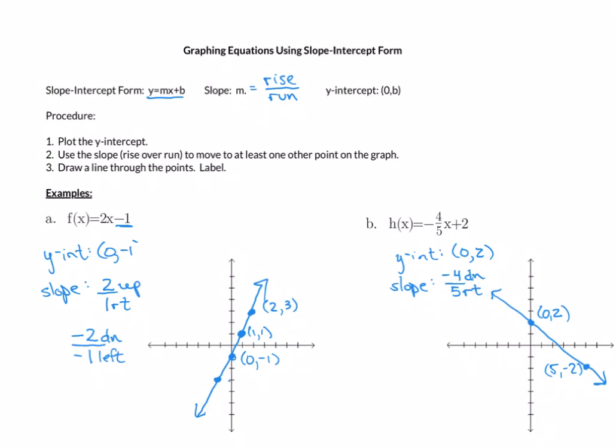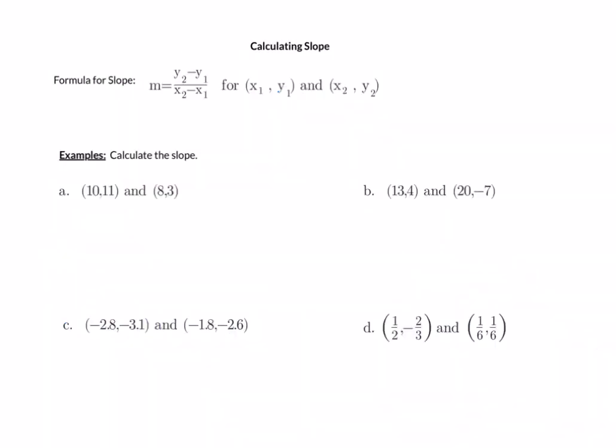All right, so that takes care of graphing equations using slope-intercept form. Let's see what else we got in this section. The next thing we want to talk about is slope. Now you can think of slope as rise over run, but we also have a formula. And our formula for slope is m equals y2 minus y1, the difference in the y values, over x2 minus x1, the difference in the x values.